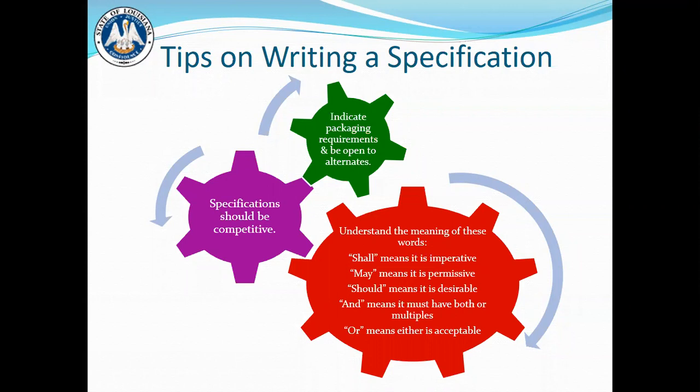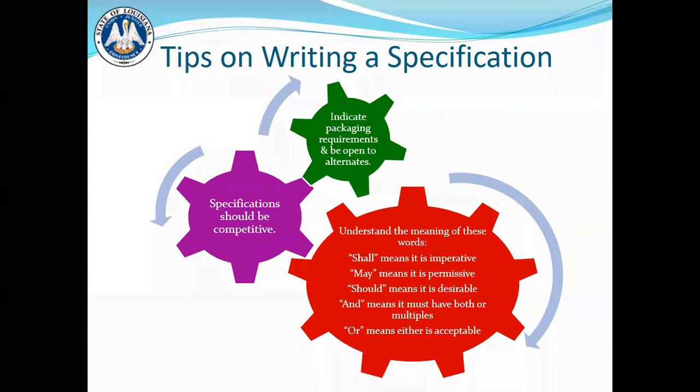And also, you need to understand the meanings of these words. We see these a lot listed in specifications from agencies. Shall means imperative. May means permissive. Should means it's desirable. And means it has both or multiples. Or means either is acceptable.